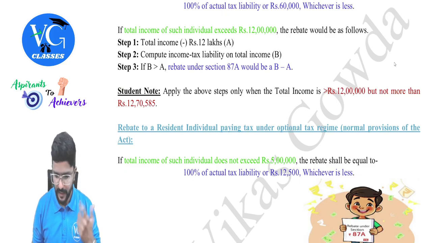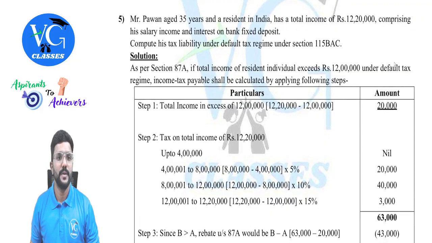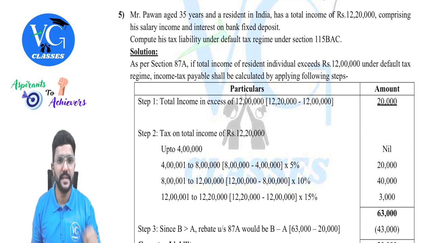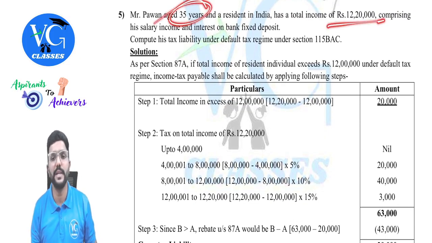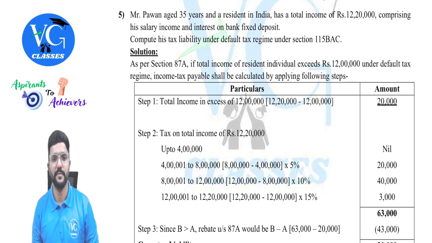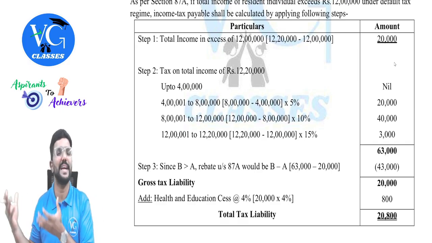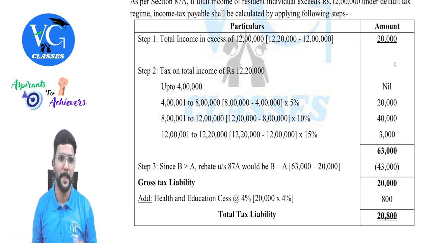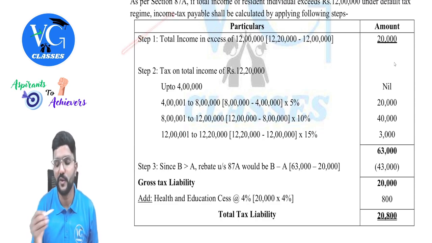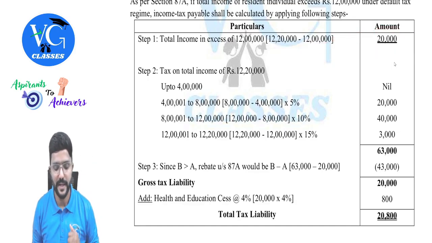Clear? Yes, sir. I have one question on this. Pawan is a resident aged 35 years having a total income of 12 lakh 20,000, which includes only normal income, and is following the default regime. Can we check the rebate by applying the following steps? Yes, because it is more than 12 lakh and within 12 lakh 70,000. So total income in excess of 12 lakh is how much? 12 lakh 20,000 minus 12 lakh, which is 20,000. Keep it aside. Then calculate the tax on the entire total income of 12 lakh 20,000.